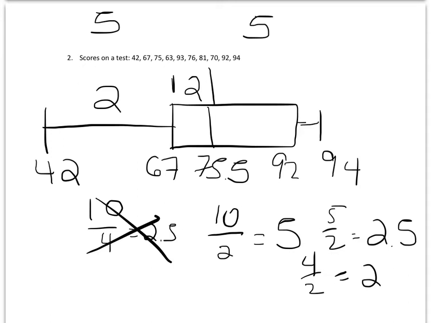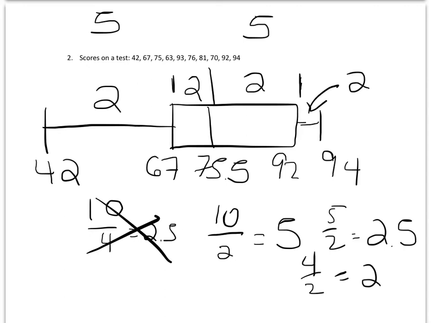Now, let's think about the right-hand side of the box. I still have 5 data points. I need to split that up between the right-hand side of the box and the right-hand whisker. Again, 5 divided by 2, it doesn't work out. So what I'm going to do is say one of my data points is going to be directly at 92. And I'm going to split the remaining 4 in between the right-hand side of the box and the right whisker.